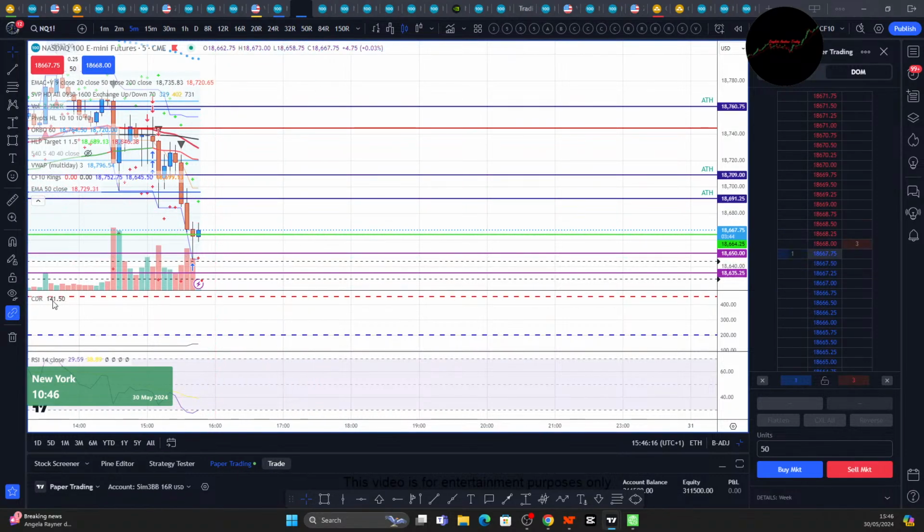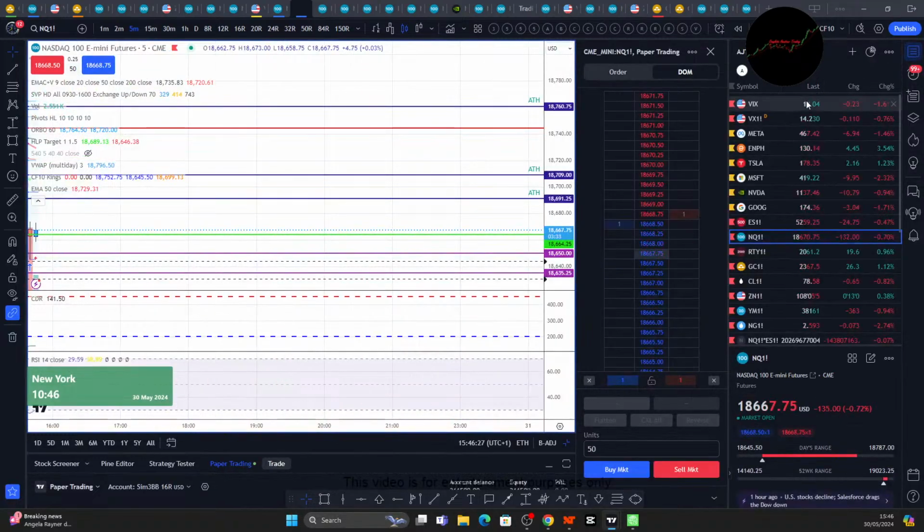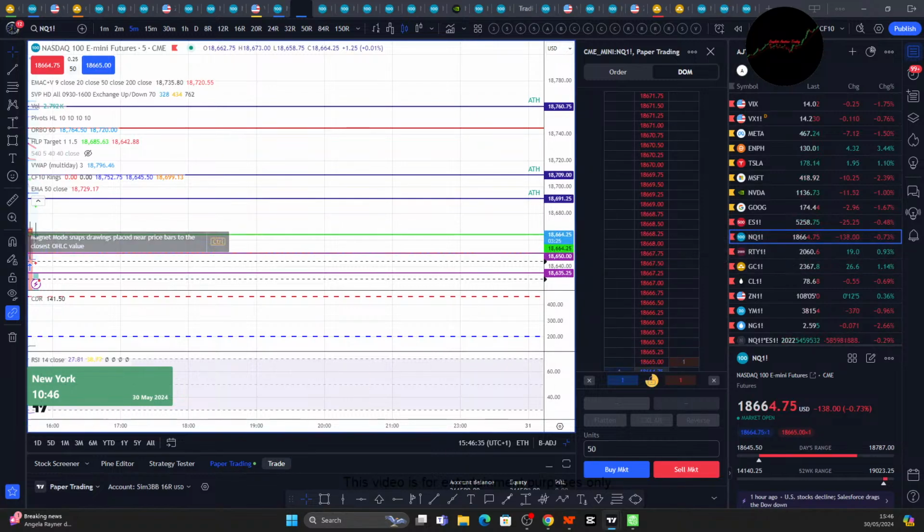Current daily range we can see in the left hand corner here where it says CDR. That's 141.5 points. Look on the right hand side of the screen. VIX is 1.4. ES is down. NQ is down 137, based on where price is currently.